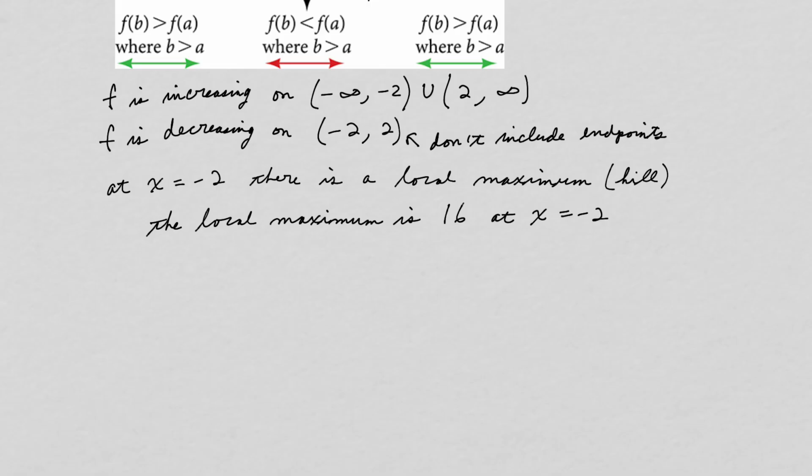Okay, and then at x equals positive 2, there is a local minimum. Basically, it's where we have a valley.